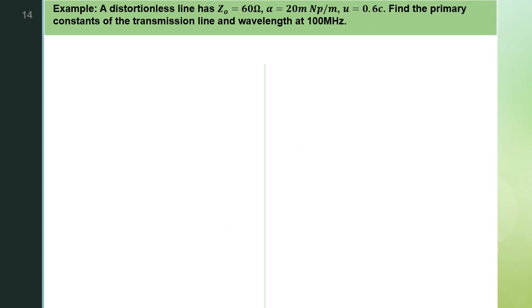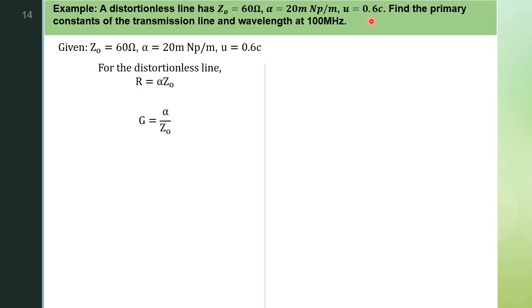So now we'll consider a problem with the help of distortionless transmission line. So we are having a distortionless transmission line with characteristic impedance 60 ohm, attenuation constant 20 millineper per meter and velocity is 0.6 c, where c is the velocity of light in free space. So we are asked to determine the primary constants of the transmission line and the wavelength at 100 megahertz. With the given values, we can determine R, L, G, C using the expressions R equal to alpha Z0, G equal to alpha by Z0, L equal to Z0 by U and C equal to 1 by U Z0.